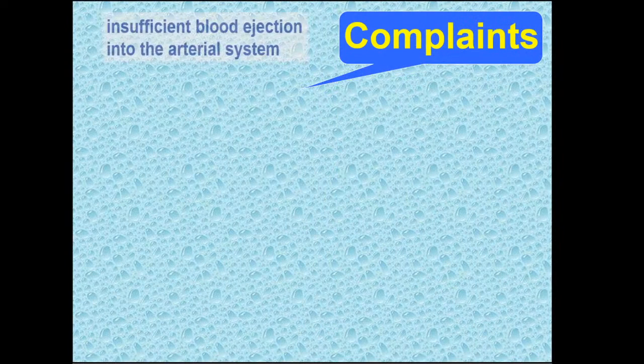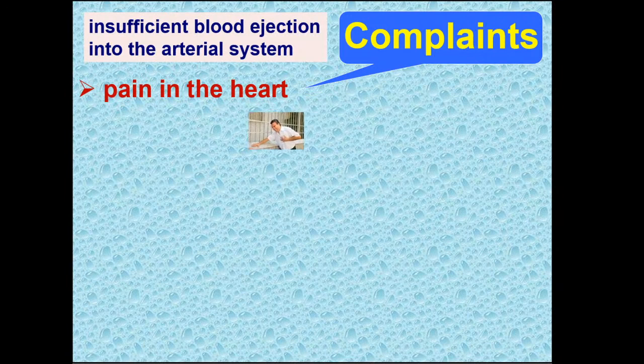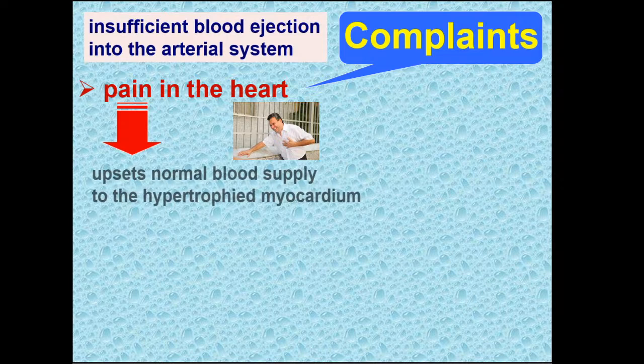Complaints of the patient. First of all, they are connected with insufficient blood injection into the arterial system and decreased blood supply of inner organs. The patient feels heart pain, which intensifies after physical exercise because they need more intensive heart contraction and it becomes impossible. Pain resembles attacks of angina pectoris, but angina pectoris is caused by atherosclerosis. This pain is caused by primary narrowing of the aortic orifice.